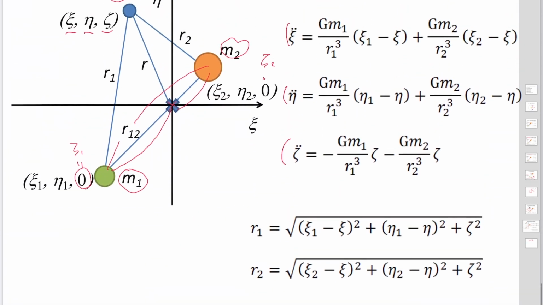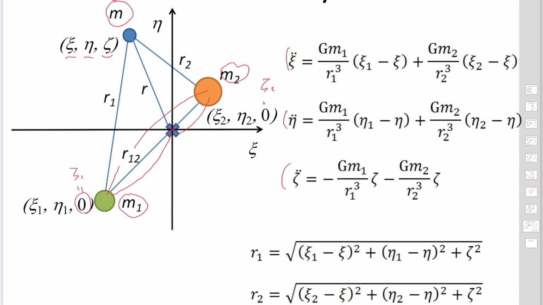Okay. The equations of motion in the inertial system with coordinates xi, eta, and theta. Okay, this is the end of this session.